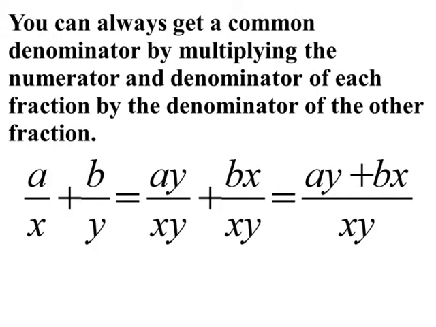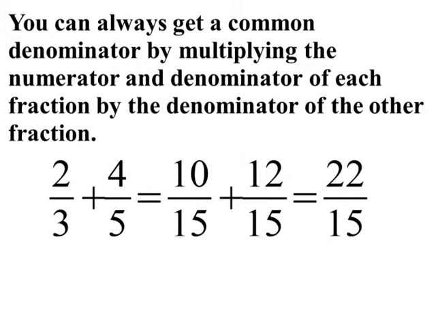This next part is probably not exactly what you were taught in school, but it does work. It always works. You can always get a common denominator by multiplying the numerator and the denominator of each fraction by the denominator of the other fraction. For example, let's say you had to add 2/3 and 4/5. Obviously, you do not have a common denominator here, but you could get a common denominator by multiplying the 2 and the 3 by 5, and the 4 and the 5 in the second fraction by 3.